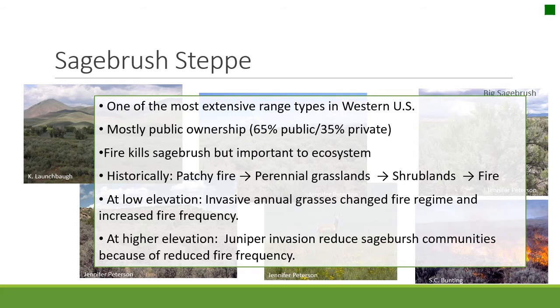So the bottom line is, in one part of this ecosystem at the low elevation, fire is too frequent and it's fueled by annual grasses. At higher elevation, fire is not frequent enough, and a lot of the management, which we'll talk about later, involves reestablishing fire.